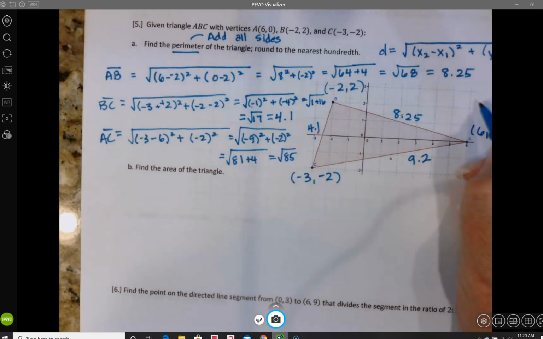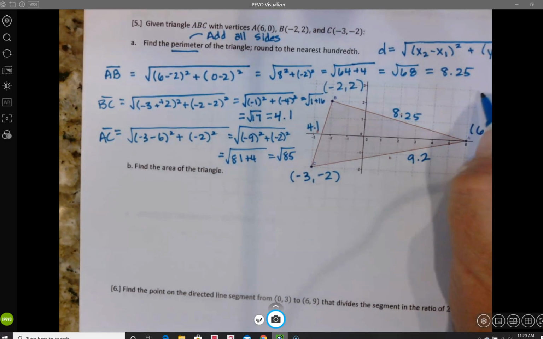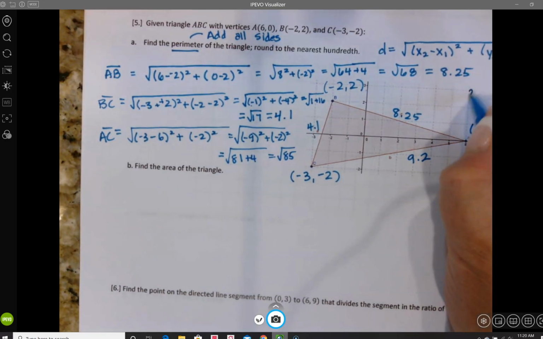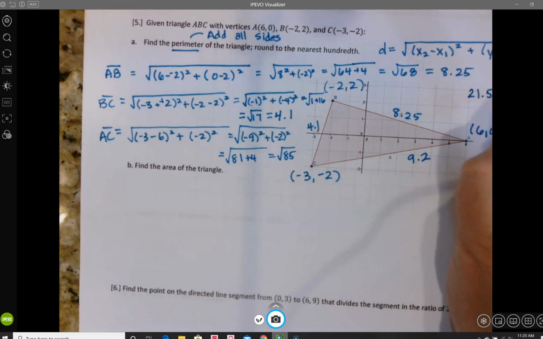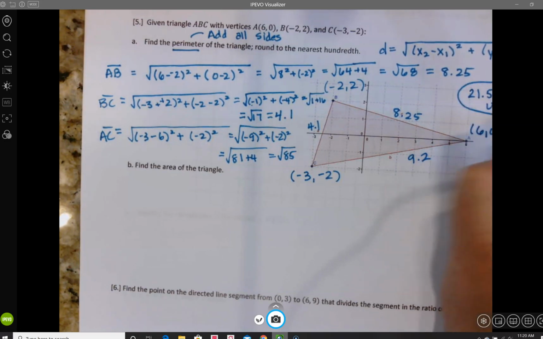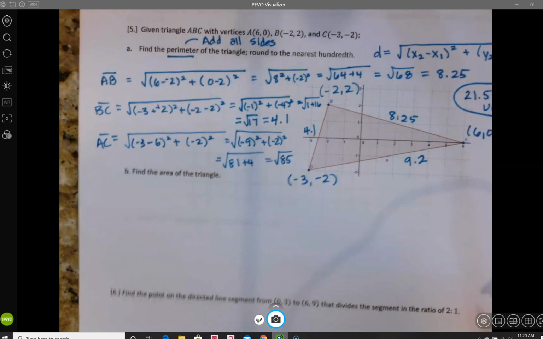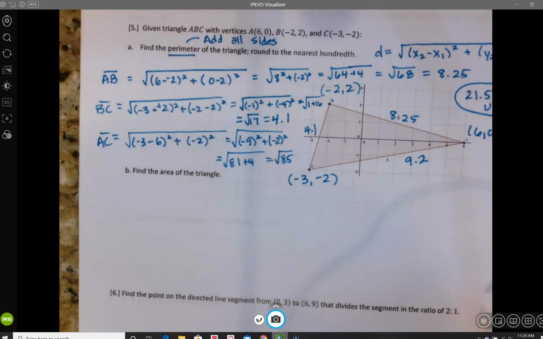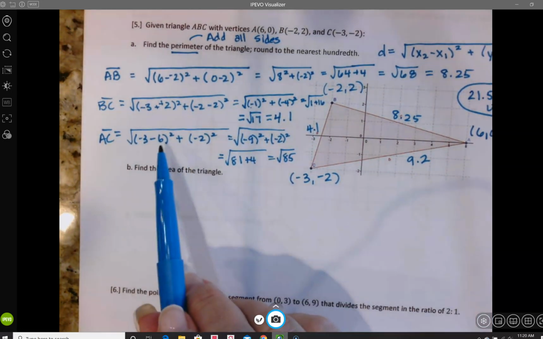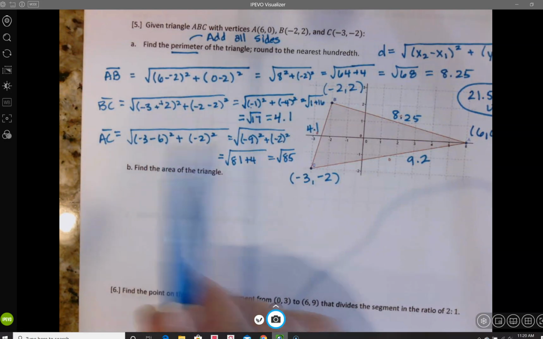So when I add those all together, 9.2 plus 8.25 plus 4.1, I get 21.55, and that is slightly different from what is in the answer key. So they must have rounded slightly different. They get 22.59. So let's see, did I make a mistake?